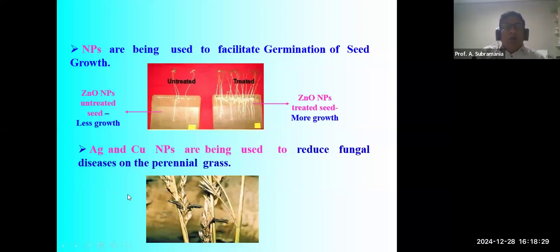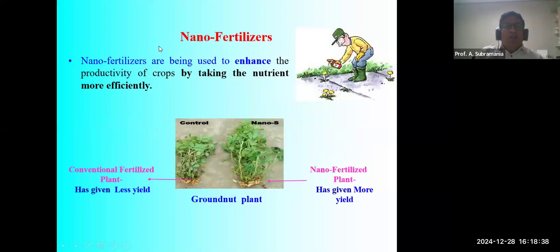Then silver and copper nanoparticles are being used to reduce fungal diseases on a perennial grass. The nanofertilizers. So nanofertilizers are being used to enhance the productivity of crops by taking the nutrient more effectively. See, this is the groundnut plant. Here we used conventional fertilizer. Due to that, the yield is very poor. Here we used nano fertilizer. So due to that, the yield we got is a little higher.